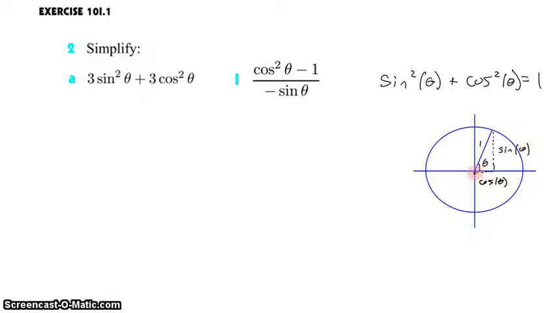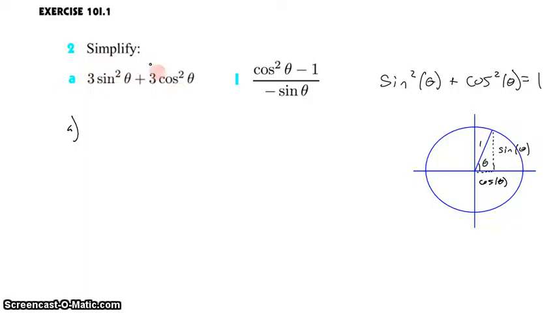And from Pythagorean theorem, side squared plus side squared equals hypotenuse squared, and 1 squared is just 1. So that's the major identity here that we're going to take advantage of to simplify these two expressions.